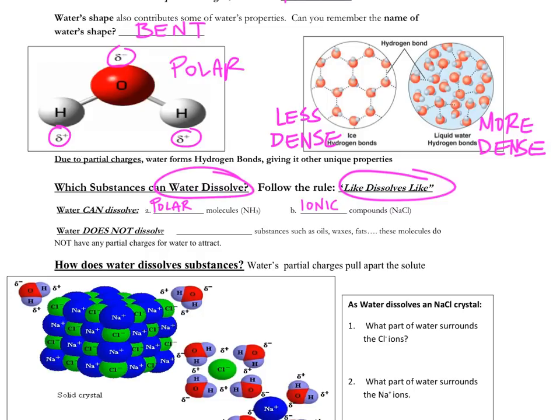What does water not dissolve? Well, if it dissolves polar molecules, then that means that it does not dissolve nonpolar molecules. Substances such as oils, wax, fats, these molecules do not have a partial charge, which is why they do not dissolve in water, which is why if you've ever poured or mixed oil and water, you notice that they will always separate.